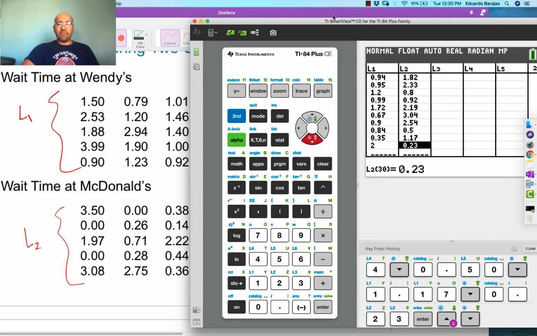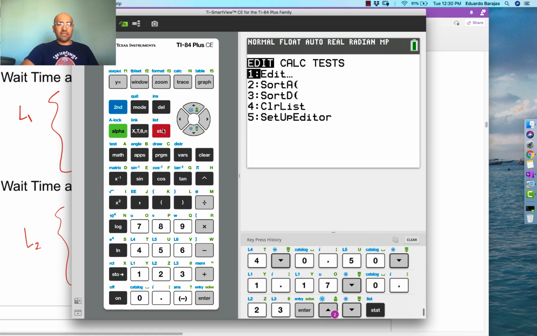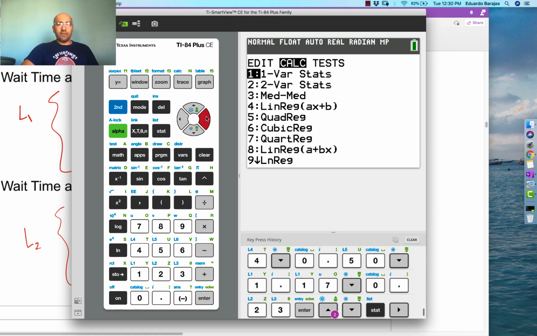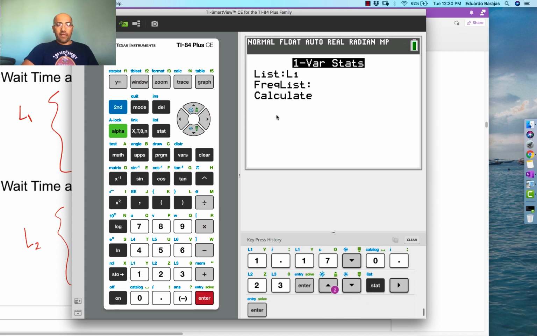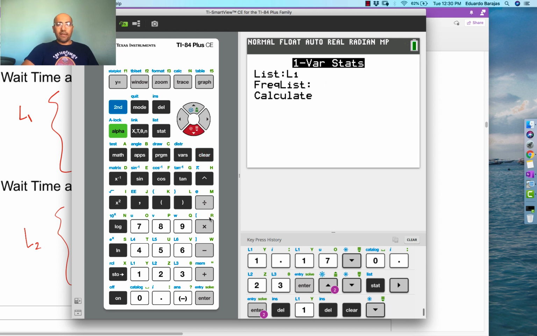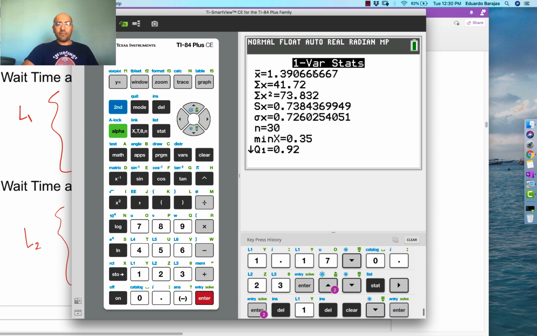Once I have done that, we can go back to Stat, Calculate, and we still want to do one variable statistics, hit enter, L1, so I'm working with the Wendy's information at this point. Make sure the frequency list is empty. Delete anything that might be on there. Hit delete if you see something. A 1 is a very frequent answer to be there. Delete it. Oops, clear. Get rid of it. And then hit calculate. And here it is.